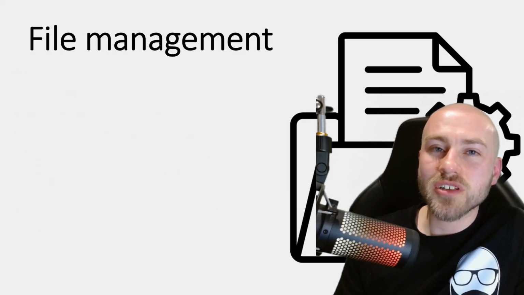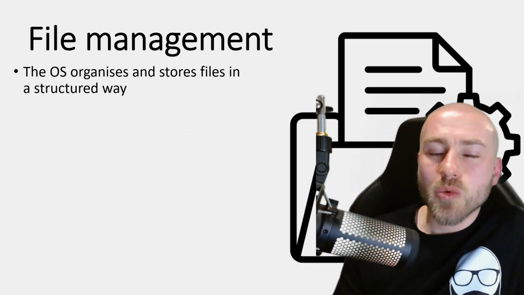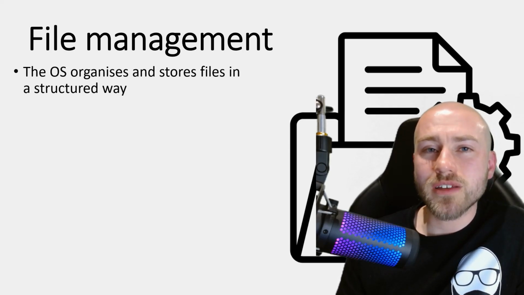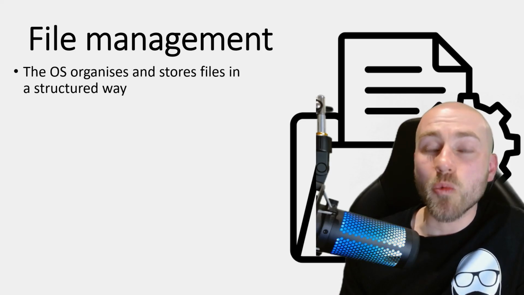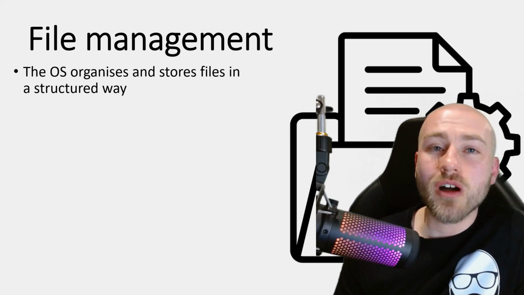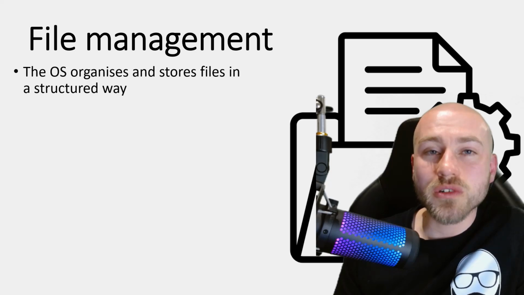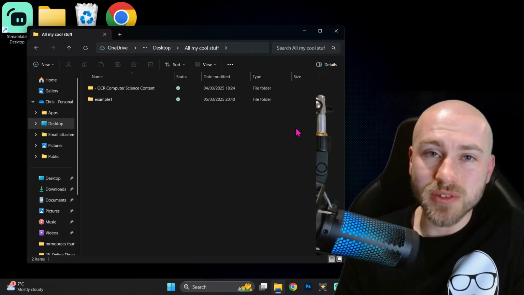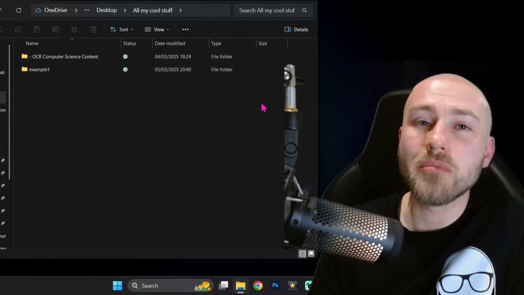Another feature of system software is file management. So when you've got your files stored in a hard drive or a solid state drive, it can be quite confusing for us to understand, but how we see it and interact with it is actually really easy. And that's because we store our files in a structured way in folders that we can recognize. So what we're looking at here is a folder that I've got on my computer. This is actually stored in a place on my hard drive.